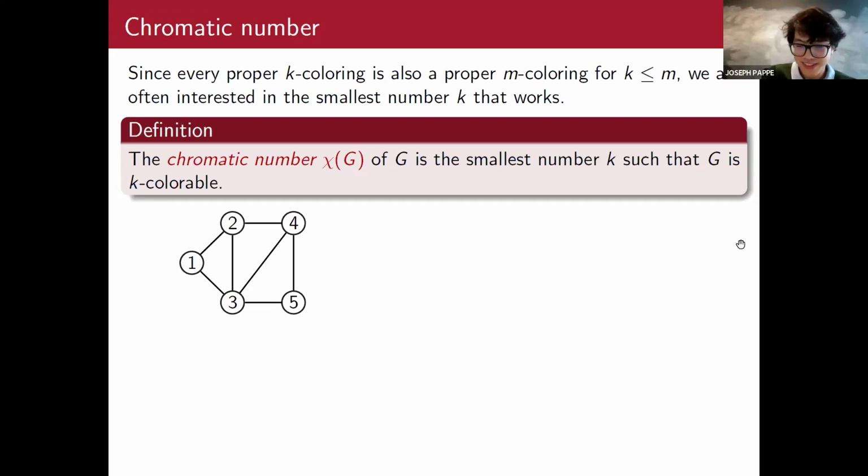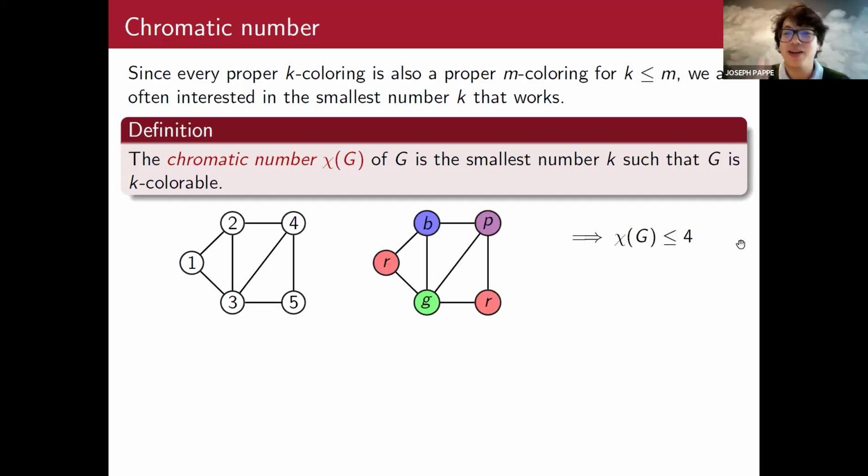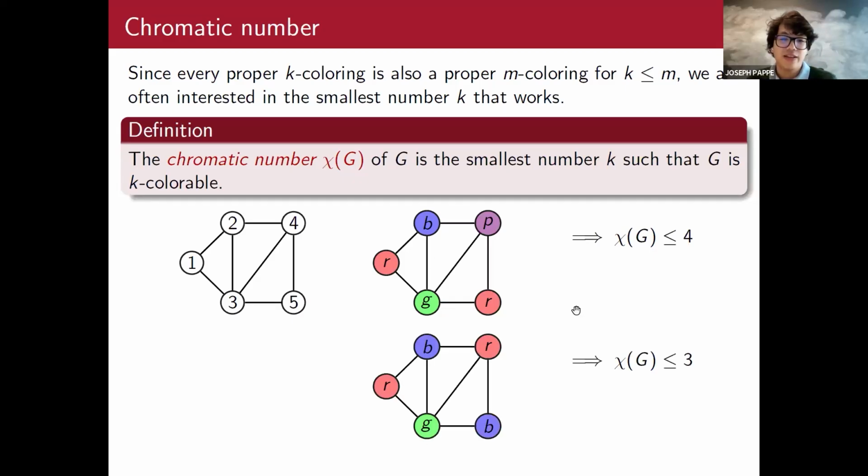Perfect. So let's try to argue why it's three. We saw on the previous page that we could color it with four colors, so obviously we have an upper bound of four. But it could be the case that we could do better than four. Here is an example of a three coloring of this graph, and note that it's proper: along no edge are any two vertices colored the same color.